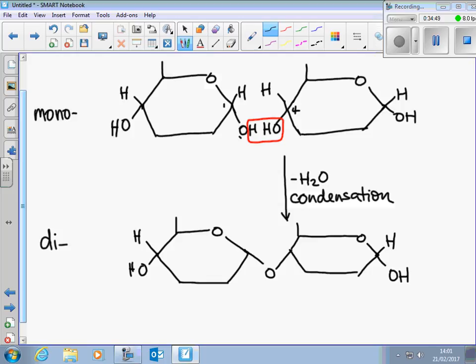We could break that maltose molecule apart at the same point by putting water into this bond, really, is what we're saying. We're going to break that bond using water. But it's not just water. You've actually got to break a water molecule apart and put an H on one side and an OH on the other. But what that means ultimately is that we are adding water, hence we call it hydrolysis.